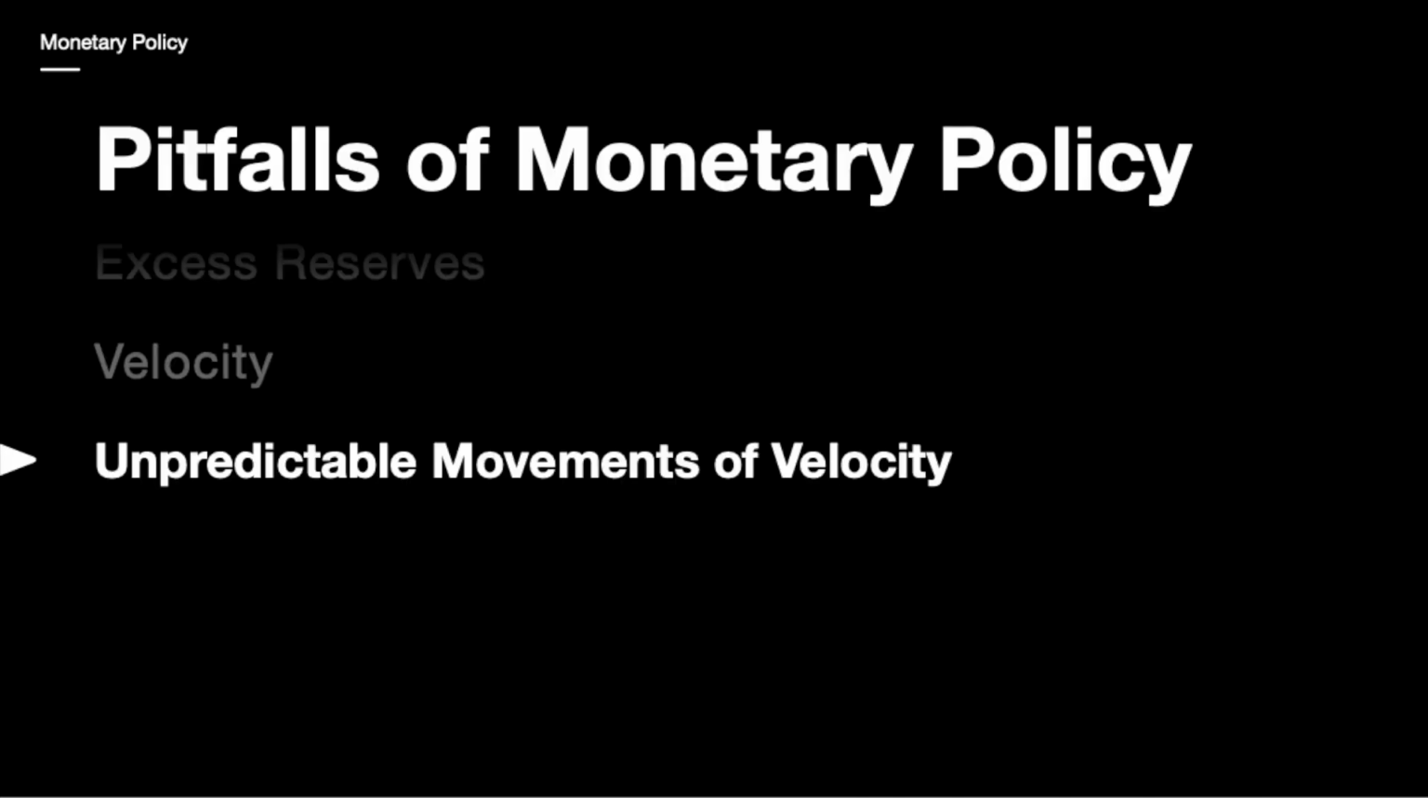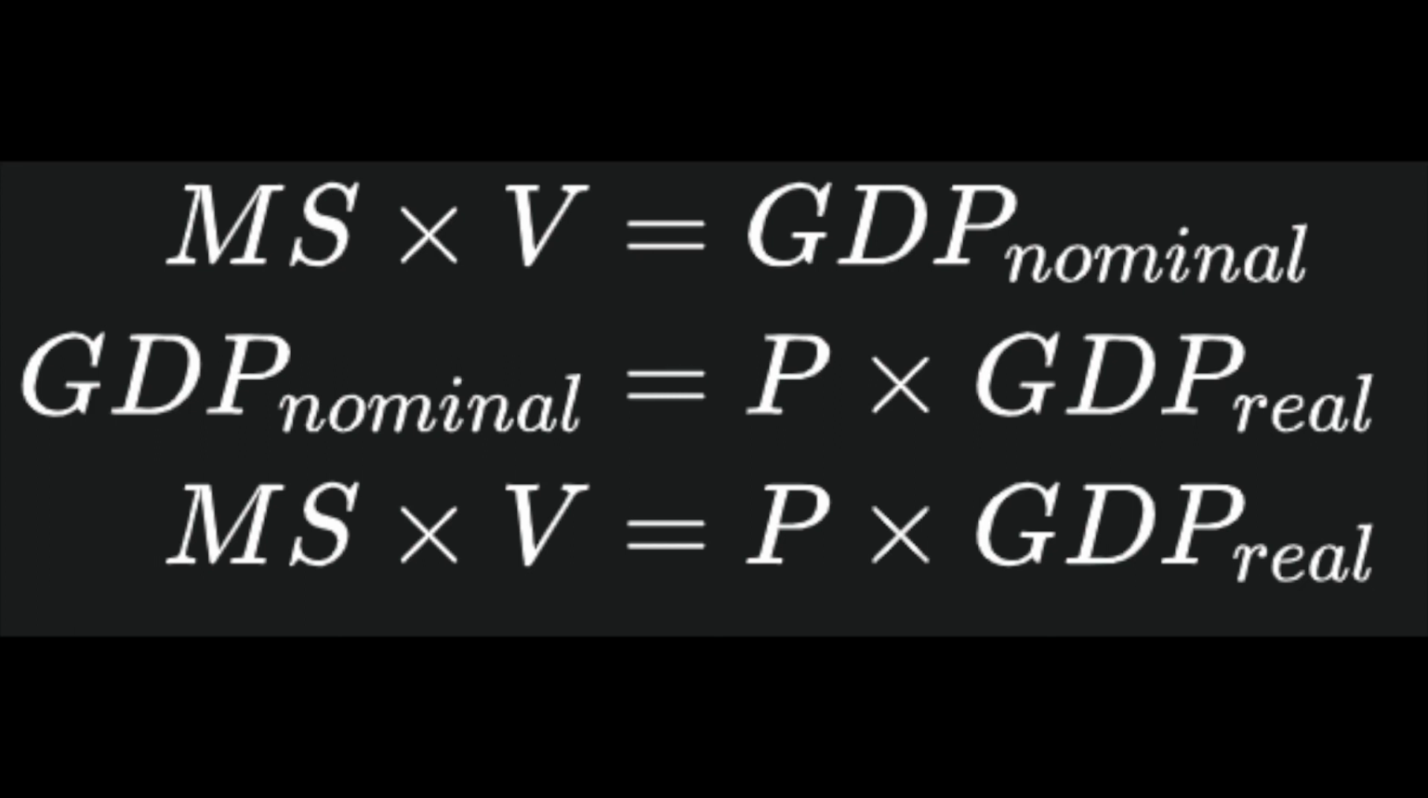Unpredictable movements in velocity. Rewrite the definition of velocity so that the money supply is on the left-hand side of the equation. This is called the basic equation of money. Money supply multiplied by velocity is equal to nominal GDP. Now recall that nominal GDP is equal to the price level, or GDP deflator, multiplied by real GDP. Money supply multiplied by velocity is equal to the price level multiplied by real GDP. Looking at this equation, we see that changes in velocity can cause problems for monetary policy.